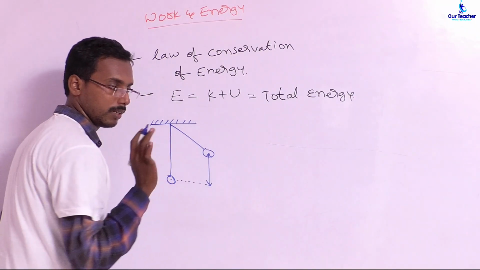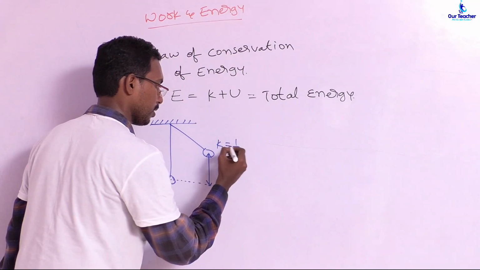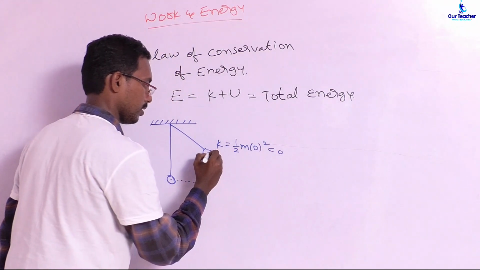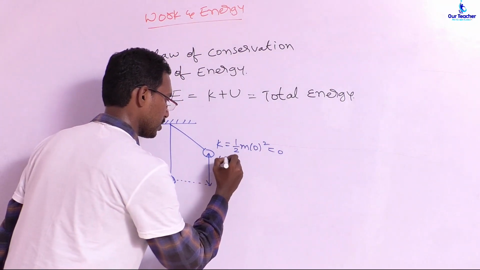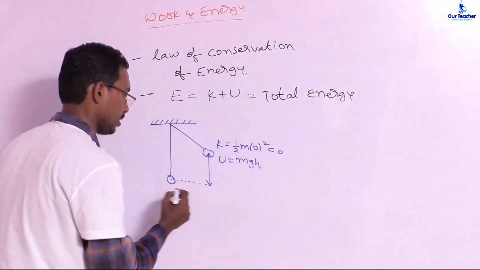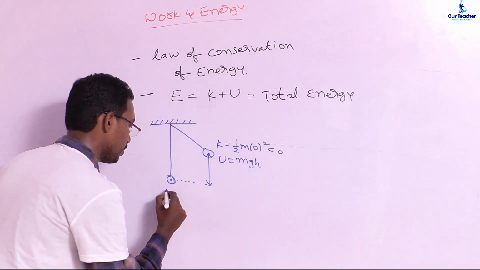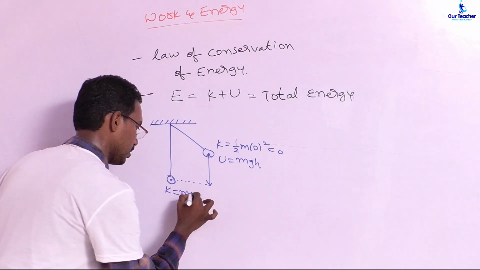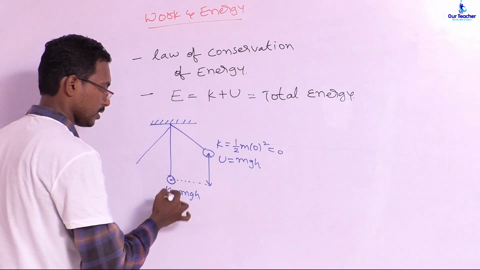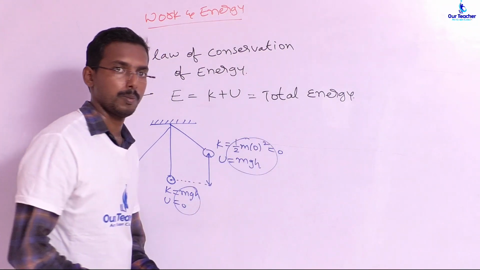At this point, kinetic energy will be 0 because its speed is 0, and only potential energy will be there, which is nothing but mgh. The total energy is mgh. At this point, kinetic energy increases and becomes mgh, and potential energy becomes 0. And at different points, if you take the total energy, you will get the same answer, mgh. So these are the topics of our lesson.